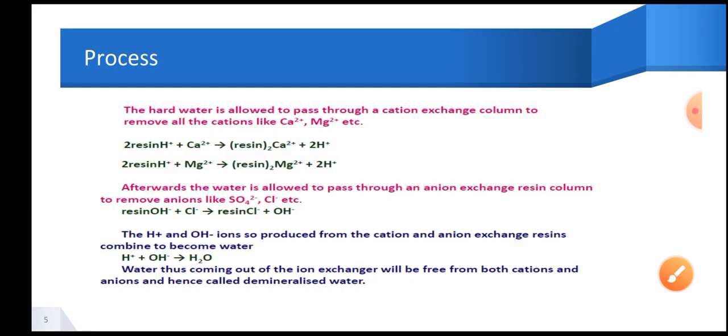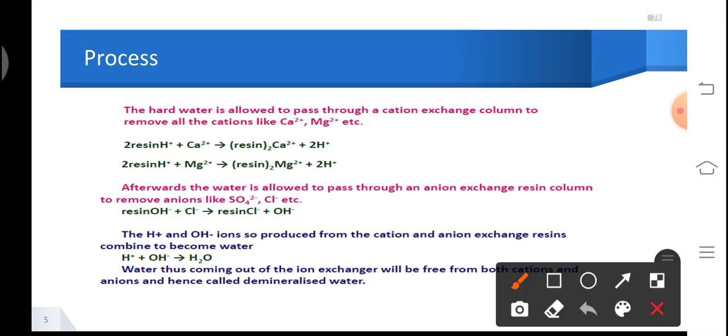Now let us see the chemical reactions of the process. As we know, water is first passed through the cation exchanger column, where the resin contains protons. These protons are removed here, and instead of protons, the calcium and magnesium are attached to the resin.